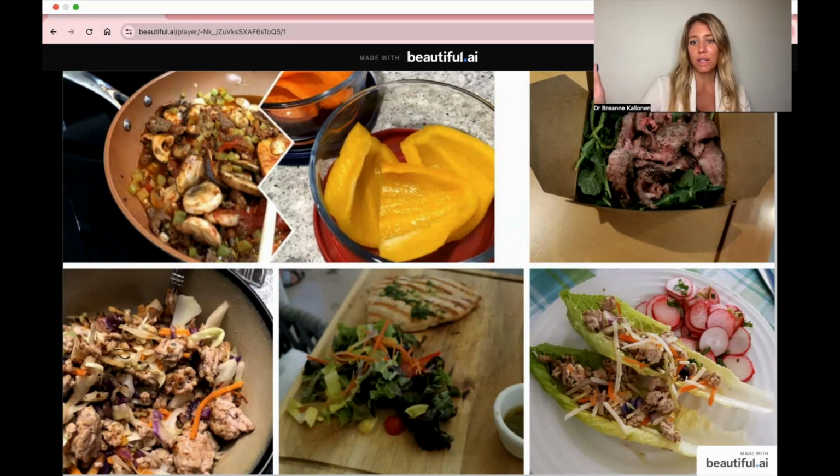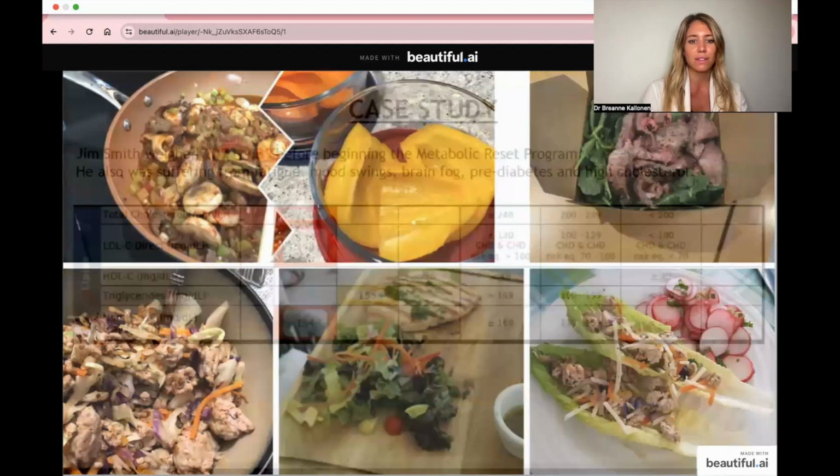The top right is actually takeout. I was at a conference. I got a kale salad. I threw a whole bunch of meat on top of it. If you're at a restaurant, you can do a grilled chicken breast and a salad. You can also get much more fancy with this, but I like to personally eat simply.